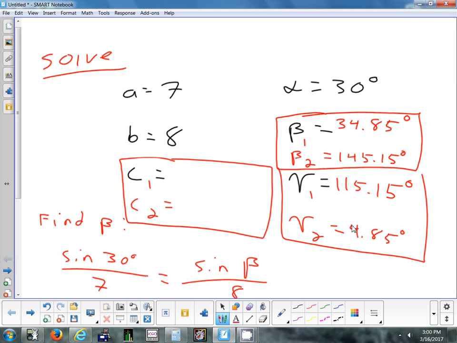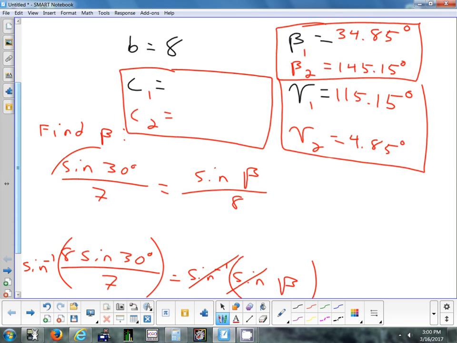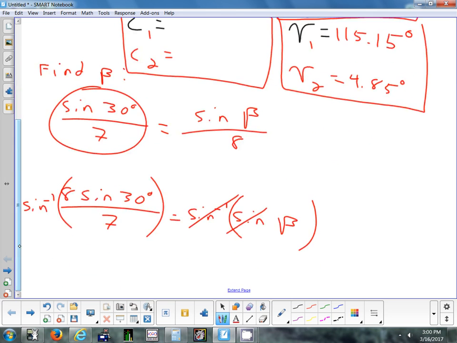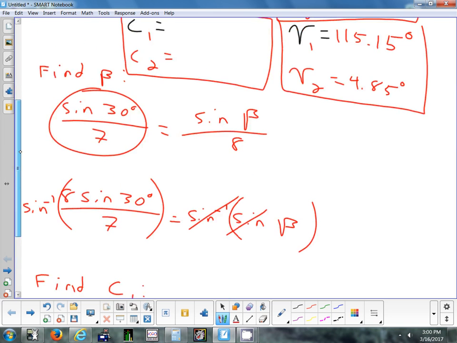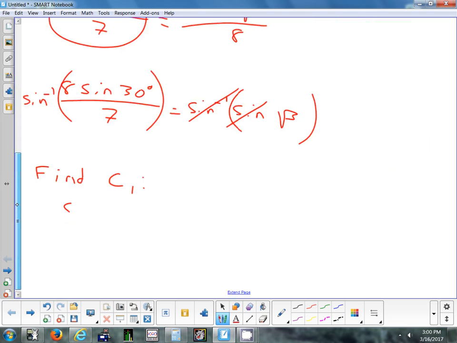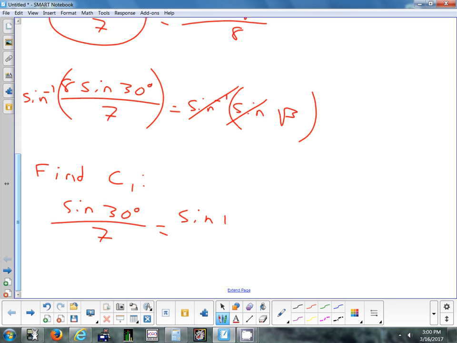So besides the rows I just read, what other row are we going to use to find C1 and C2? Yeah, we're going to use the first row, the A and the alpha. So we're going to set both of the proportions up, starting with that. So let's find C1. We'll do sine 30 over 7. And what would go on the other side? Sine 115.15 over C1.